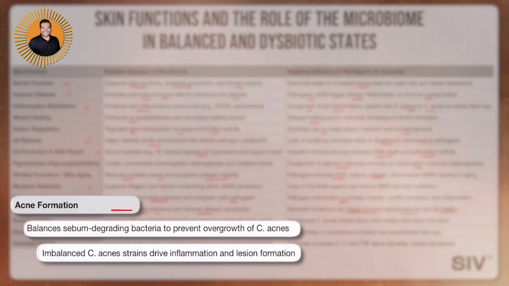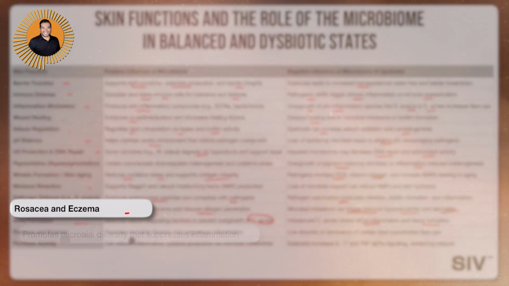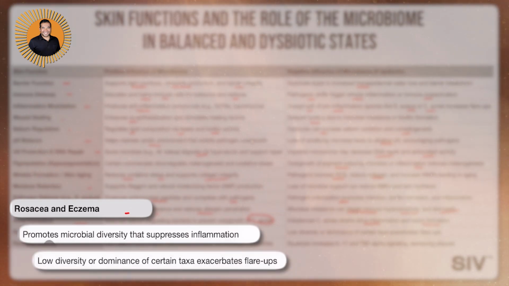Acne formation, like I mentioned, balances sebum degradation. On the good side, the beneficial microbes will degrade sebum and prevent the overgrowth of C. acnes. Cutibacterium acnes used to be called Propionibacterium acnes. On the imbalanced side, you get too much C. acnes growth, which drives inflammation and lesion formation in the sebaceous glands, in the pores, which eventually ends up being acne-like lesions.